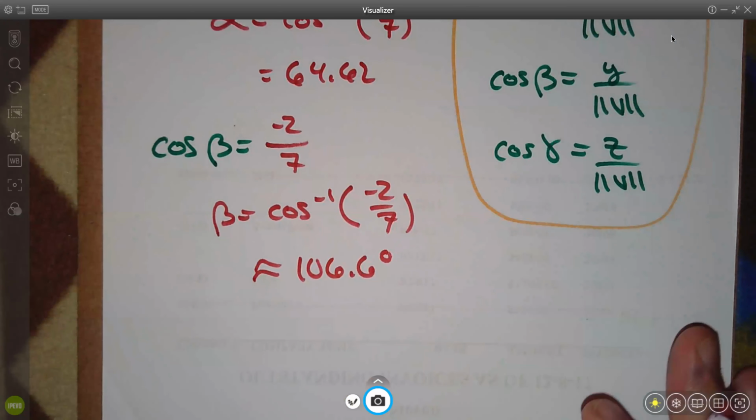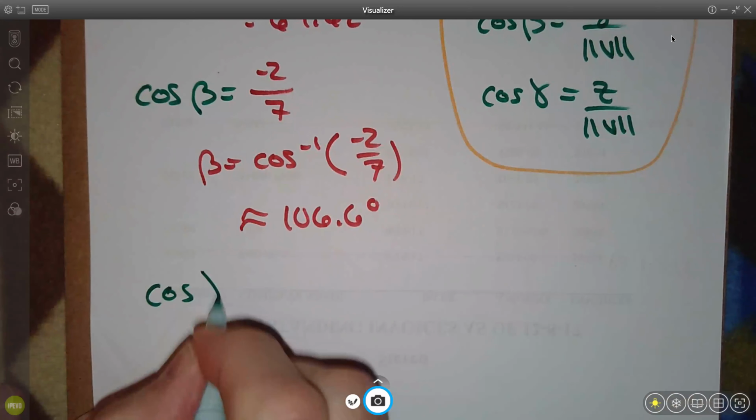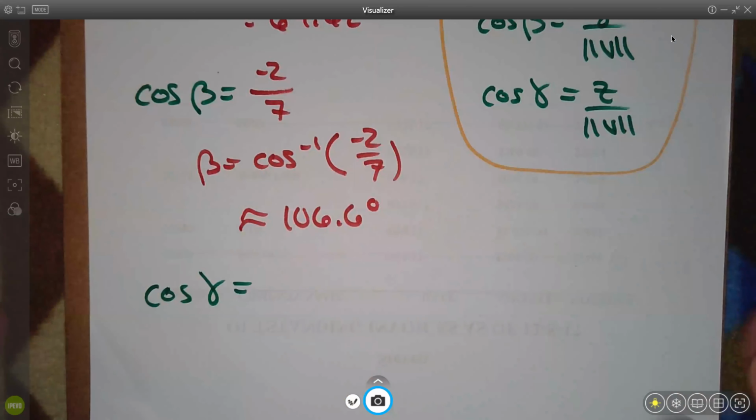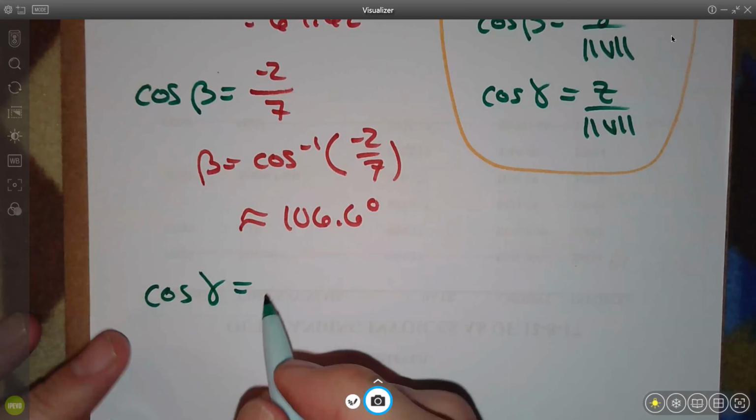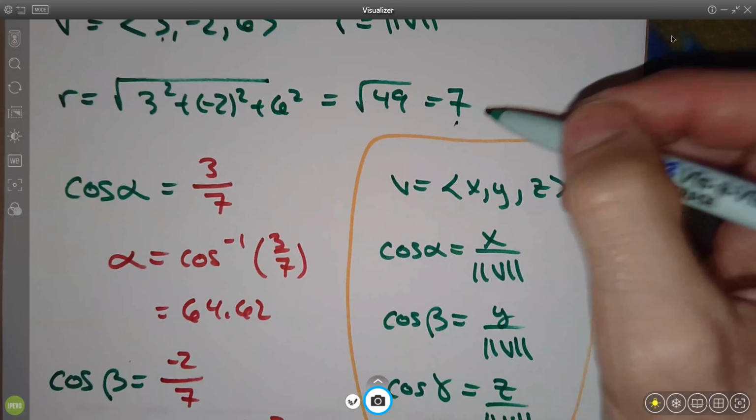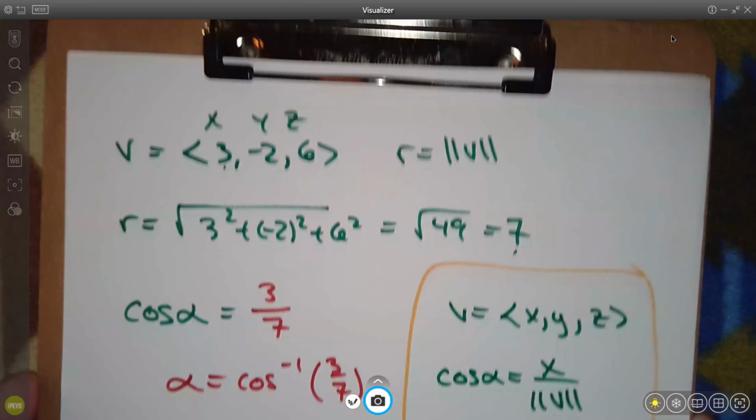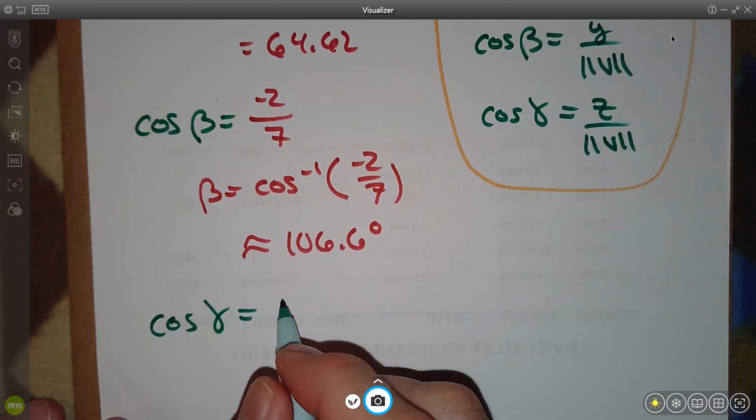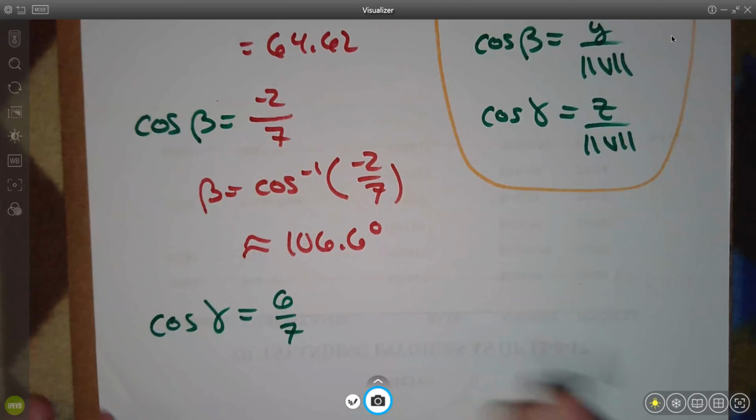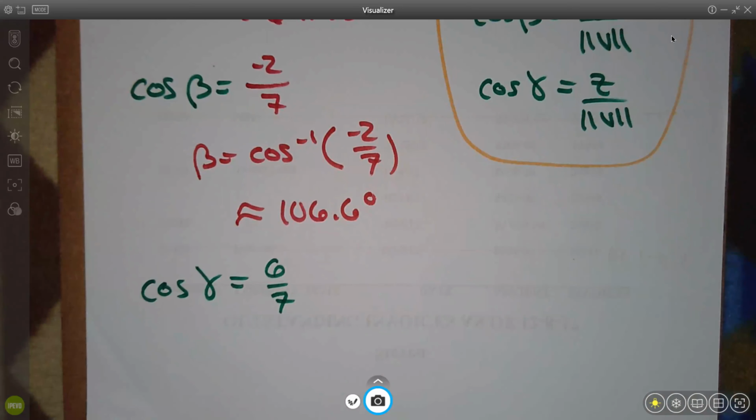And finally, can you guys figure out gamma? What would you do for gamma? Cosine inverse of 6/7. Yep. Z over the length. Length is 7. So 6/7. 31? Yeah, 31 degrees. Awesome.